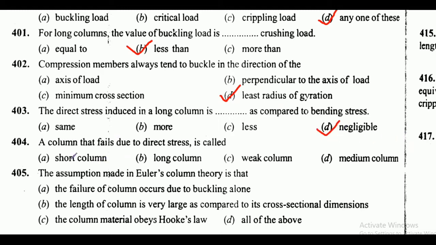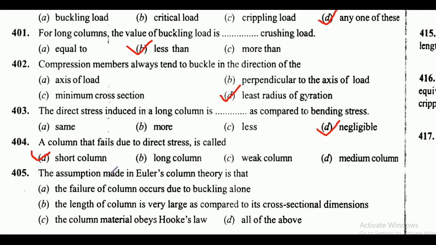Next is a column that fails due to direct stress is called. Options are short column, long column, weak column, medium column. Here correct answer is option A, that is short column. The column that fails due to direct stress is called short column.